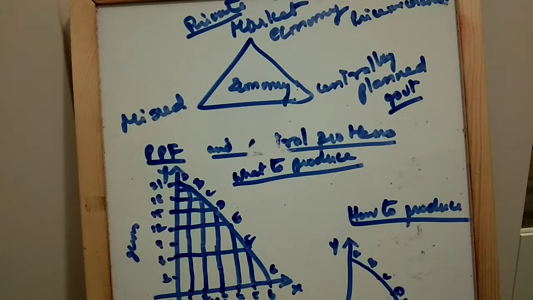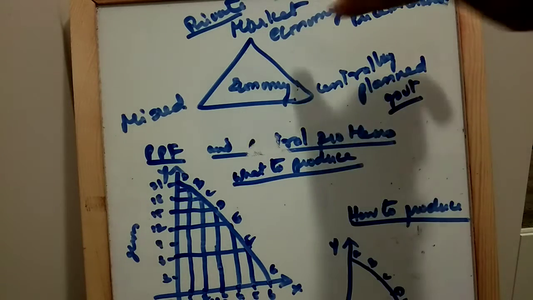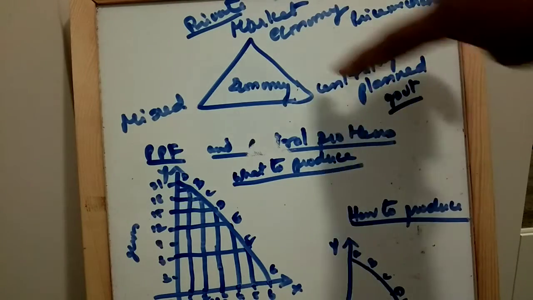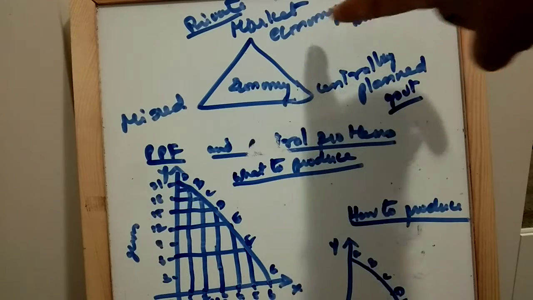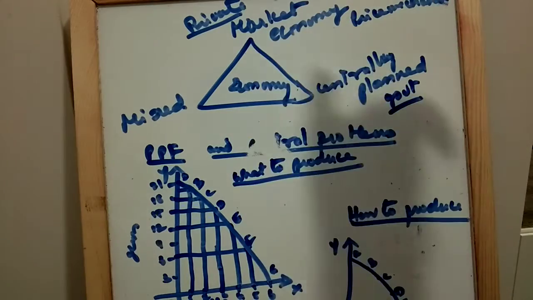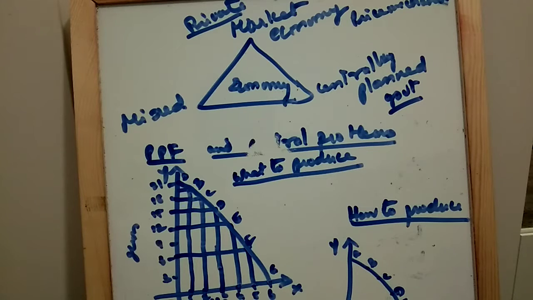So the economy is divided into different types based on the nature of economic activities. Here you find market economy, then centrally planned economy and mixed economy. In market economy, we find the means of production are owned by the private sector. So the means of production are owned, operated and controlled by the private sector.